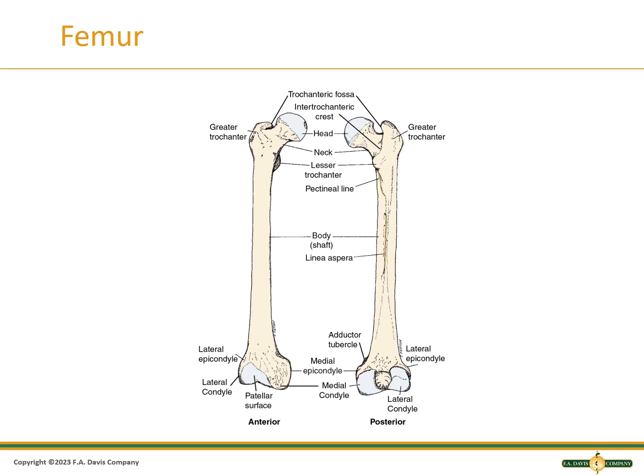The adductor tubercle is the other bony landmark that we need to know for our adductor hiatus, and this serves as a bony attachment site for adductor magnus. Remember, that is the adductor muscle that starts at the ischial tuberosity and runs to the adductor tubercle. And our intertrochanteric crest is an important muscle attachment site for quadratus femoris.